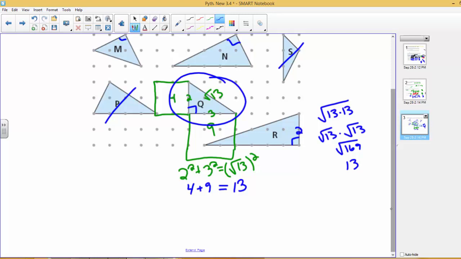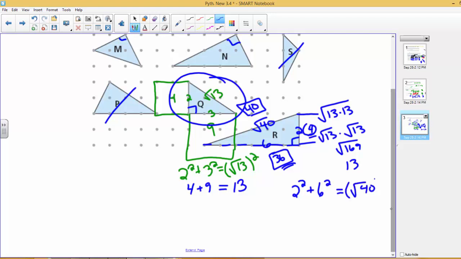This is 2, a side of 2, so the square is 4. This side is 1, 2, 3, 4, 5, 6, so the square is 36. So 36 plus 4 is 40, which means this diagonal length is the square root of 40. So again, 2 squared plus 6 squared will equal the square root of 40 squared. And 2 squared is 4, 6 squared is 36, and the square root of 40 squared is 40. So that's why that works. So this is definitely.